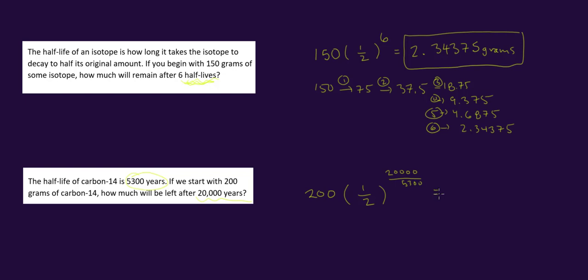So we need to take 20,000 years and divide that by the 5,300 of a half-life. Into the calculator we go. 200 times 1 half to the power of 20,000 divided by 5,300. And if you put this into your calculator correctly, hopefully you landed at the answer of 14.624 grams, rounded to 3 decimal places, 14.624 grams.